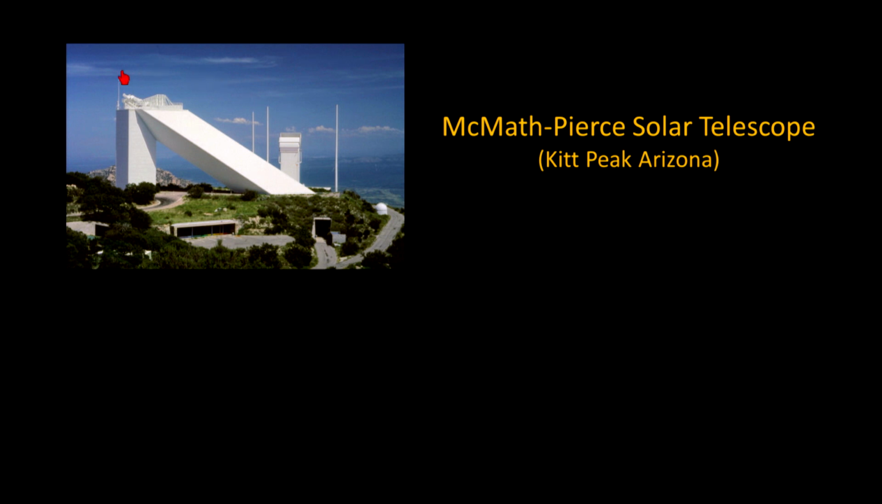At the very top here is a mirror, and this mirror turns. So essentially all day long the mirror will turn so that the light from the sun will continuously reflect down this very long shaft. And inside of this chamber down here that's underneath the ground is a spectrometer, the instrument that's used to examine the spectrum of the sun.